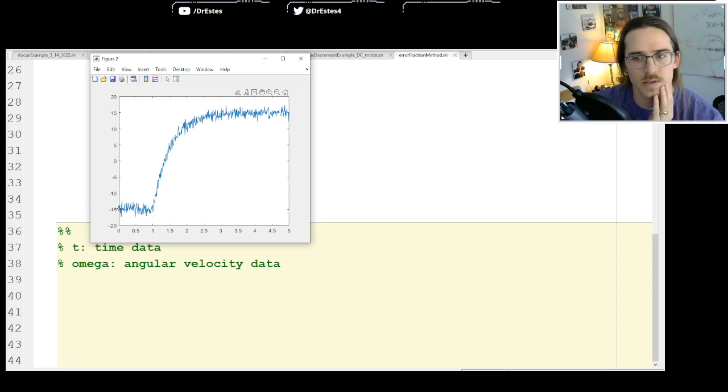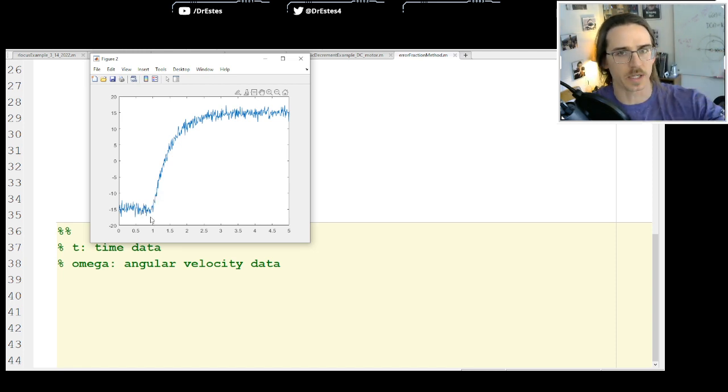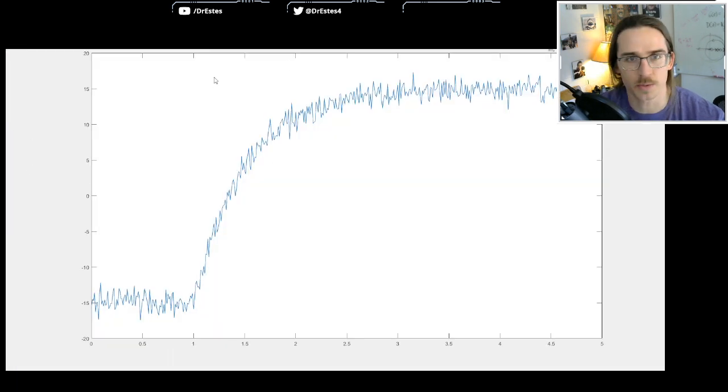So we start at minus 15 radians per second. That means the motor's actually spinning in a certain direction. And then it speeds up to 15 radians per second, so it starts spinning the opposite way. So this is like an alternating rotation. And I want to get the time constant here. One way is to just eyeball it. It's not ideal.